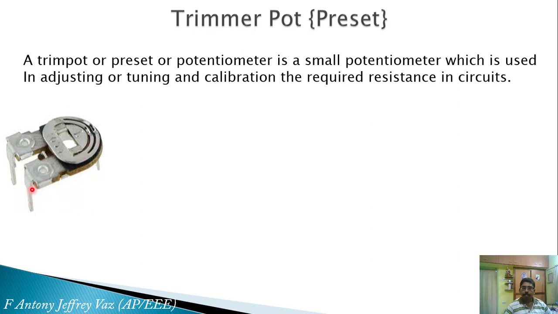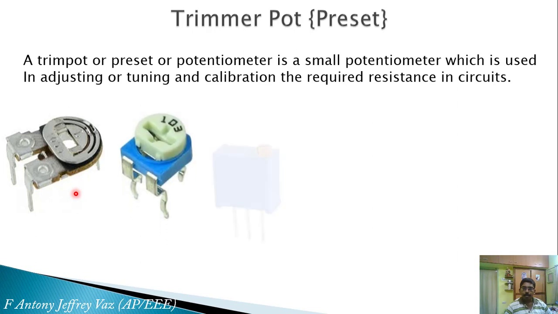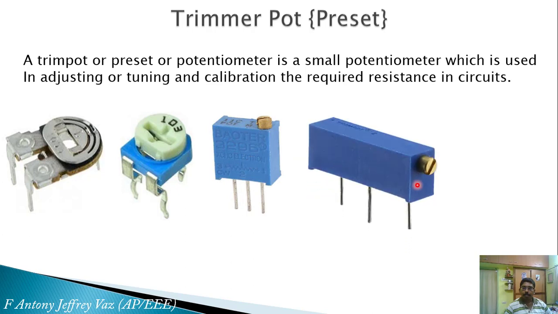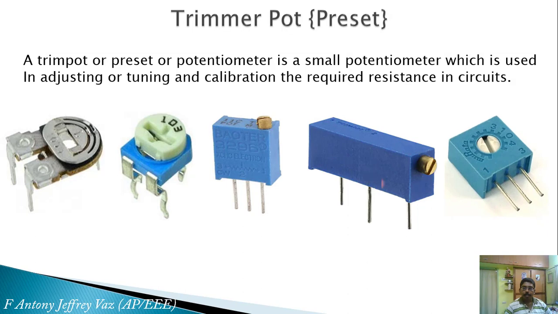Here there are three pins: first pin, second and third pin. This pin is the variable resistor pin. There are several types of trim pots. This is one type, and this is also a trim pot. Here you can take a screwdriver and drive this screw to adjust the resistance internally. And this is also a trim pot, and this is also a trim pot. All are different models of potentiometers.